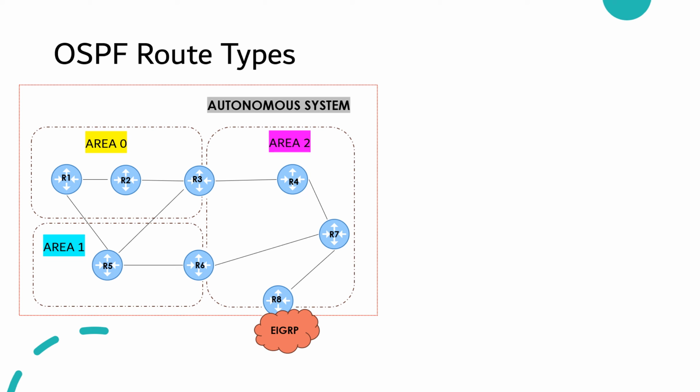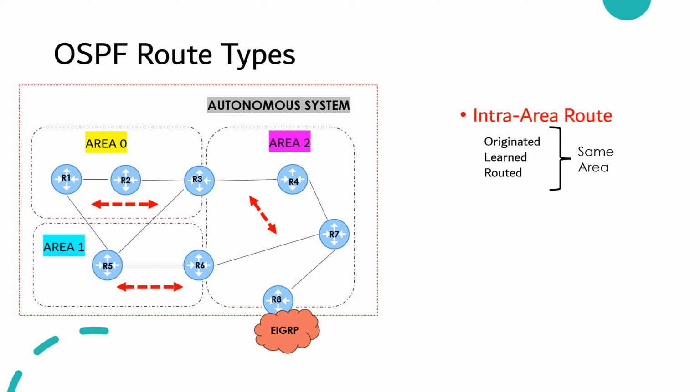Next, let us look at some of the OSPF route types. In OSPF, there are two route types: intra-area route and inter-area route. Intra-area routes are routes that are originated, learned, and routed within the same area. These routes are meant for the routers inside the same area.